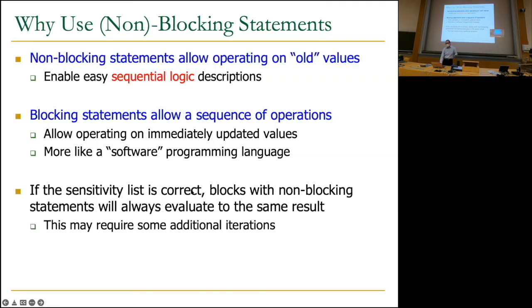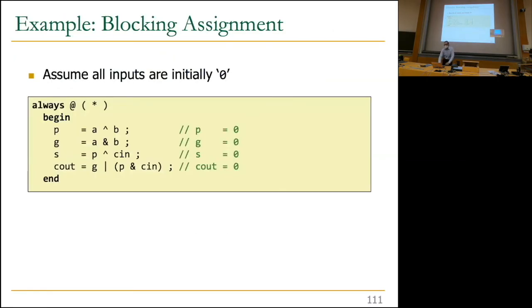And if the sensitivity list is correct, blocks with non-blocking statements will always evaluate to the same result. You need to think about this a little bit. But let's take a look at a blocking assignment over here. This is actually a full adder with carry and propagate circuit. Always, you can see it's combinational if you study it. Assume that P gets 0, then D gets 0 also. Now the value of P that's used over here is the result of this. And the value of P that's used over here is the result of this. And the value of G that's used over here is the result of that statement.